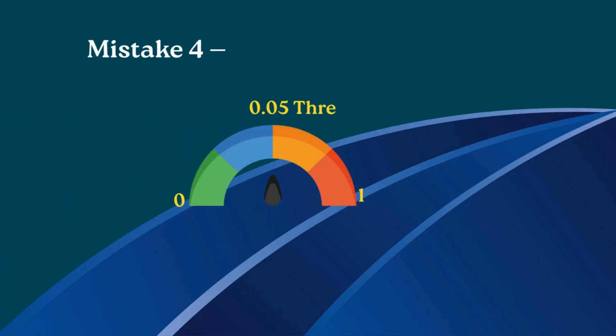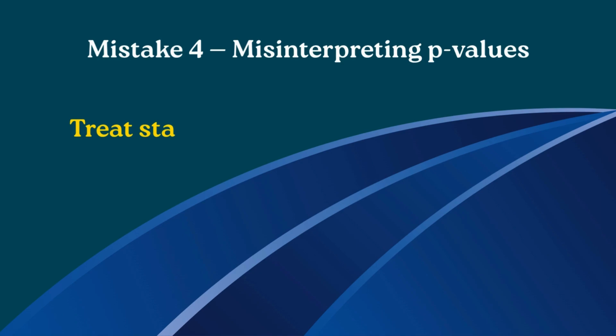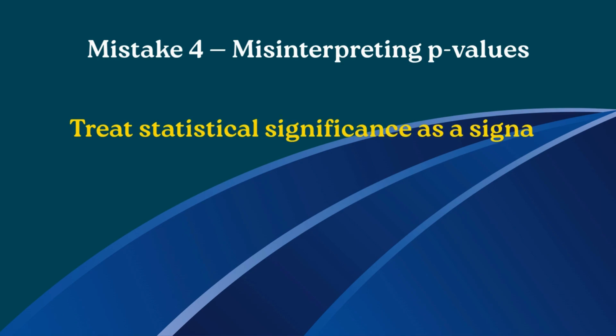Mistake 4. Misinterpreting p-values. A p-value less than 0.05 doesn't prove something is true. It only means the observed result would be rare if the null hypothesis were true. Best practice, treat statistical significance as a signal, not a verdict. Combine it with effect size, context, and domain knowledge before drawing conclusions.